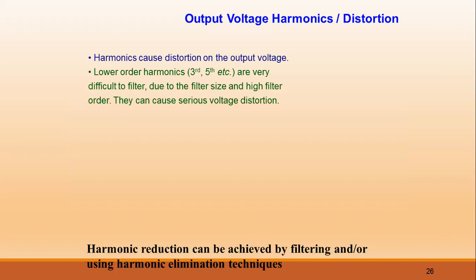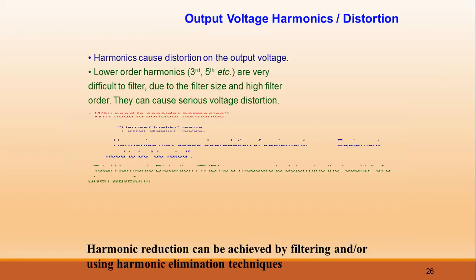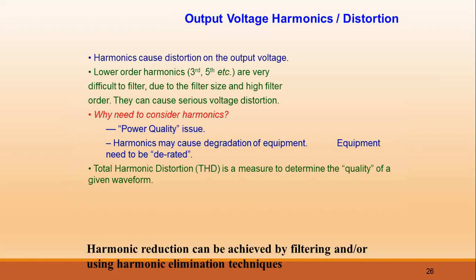Output voltage harmonic distortion: harmonics cause distortion on the output voltages. Lower order harmonics are very difficult to filter due to the filter size and high filter order. They can cause serious voltage distortion. Harmonic reduction can be achieved by filtering or using harmonic elimination techniques.